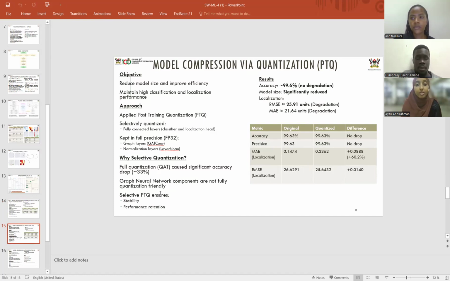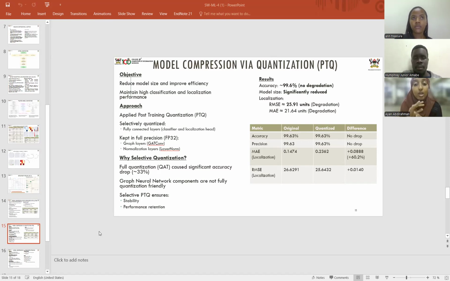Okay, thank you very much. On this part, we are going to go through the quantization part. So for this approach, we used what they call PTQ, which means post-training quantization. So this means technically that we did not quantize the entire model. Here, what we did is that we only quantized the fully connected layers, specifically the classifier head and the localization head.